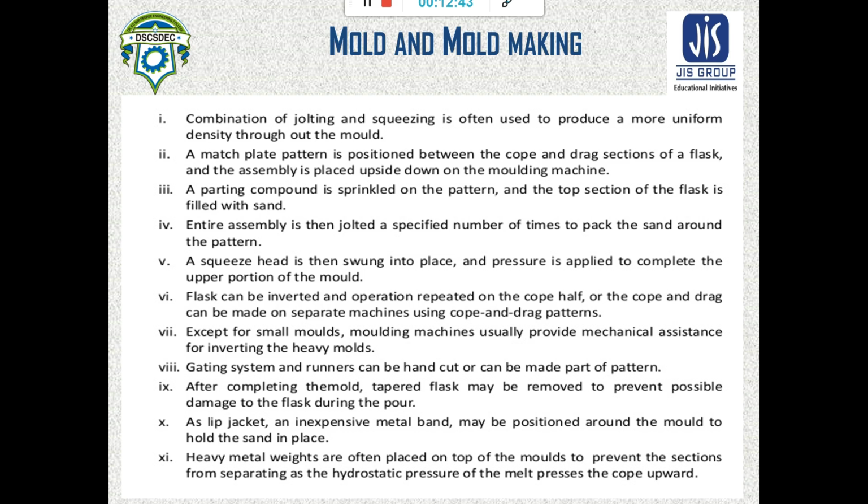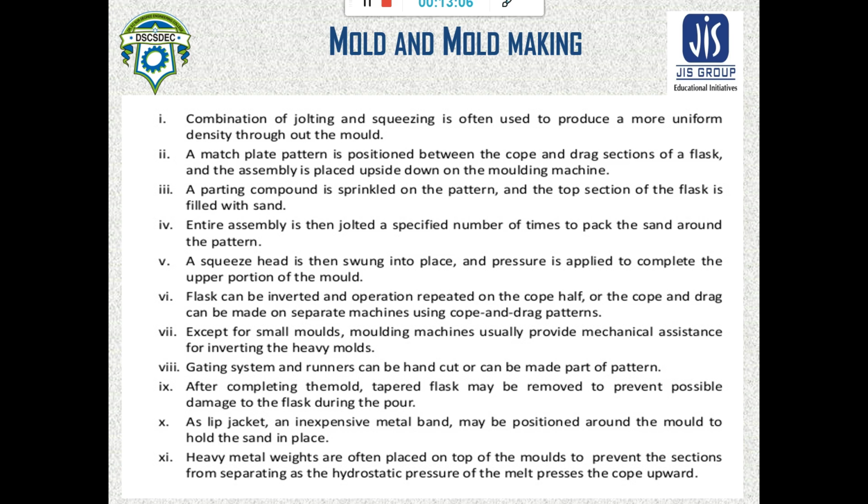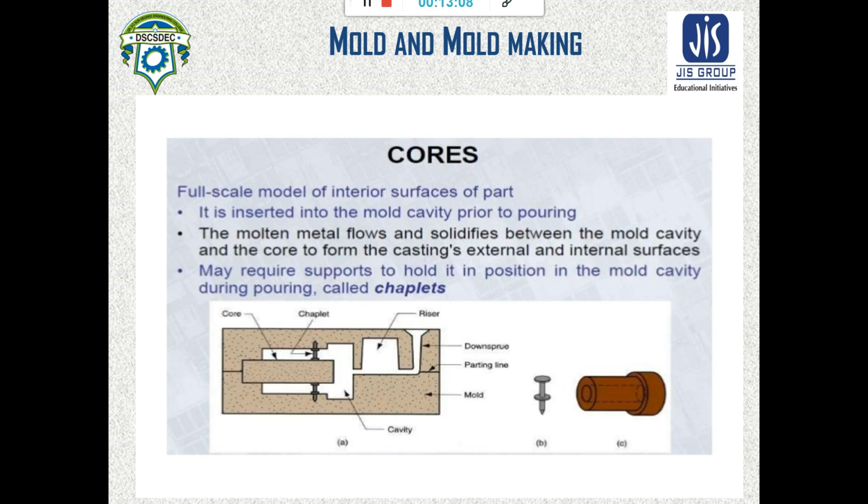and heavy metal weights are often placed on top of the molds to prevent the sections from separating, as the hydrostatic pressure of the molten metal presses the cope upward. So this is the process of molding. Now we are coming to the core.